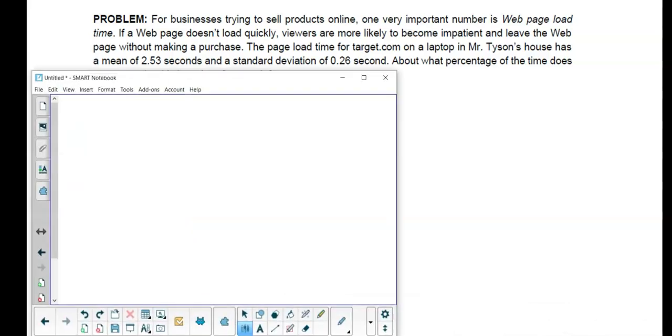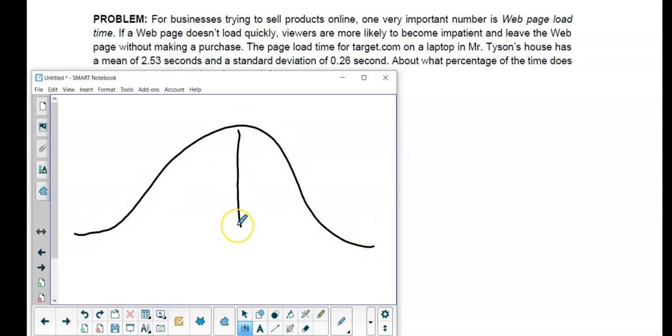Let's say it's normal. They should have said in the question that the data is approximately normal. They didn't say that, but because of the section we're in, I think it must have been approximately normal. 2.53 would be in the middle. Then you can add 0.26 to that 3 times and subtract 0.26 from that 3 times.